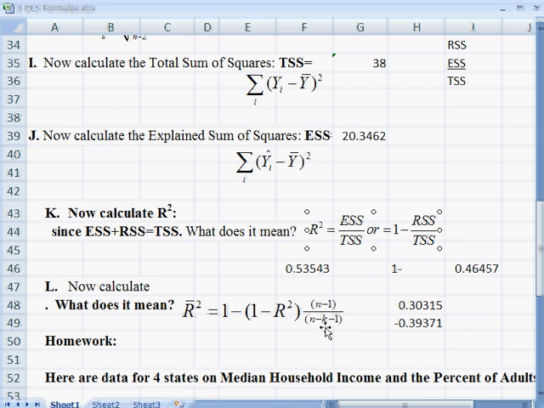Okay? Now, I'm going to have one more lecture that I'll do later on here to give you a graphical representation of what R squared means. But I'll do that later, and that'll be pretty short and sweet.